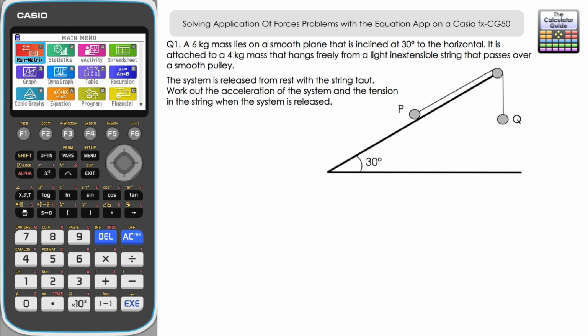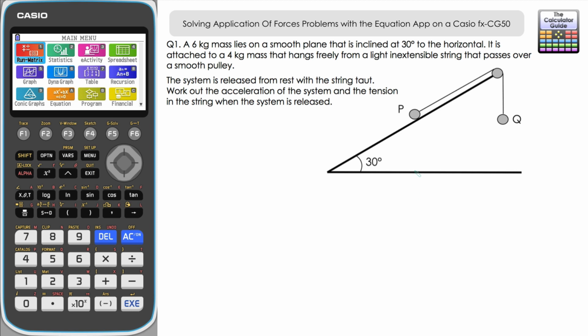And we're going to use the fx-CG50 once we've set up some equations to find both the tension and the acceleration simultaneously. Now, one thing to just note is when I wrote this question, I forgot to assign which mass was which letter. We've got P and Q on the diagram here. P is the 6 kilogram mass and Q is the 4 kilogram mass. So with that in mind, we can start putting some forces on the diagram.